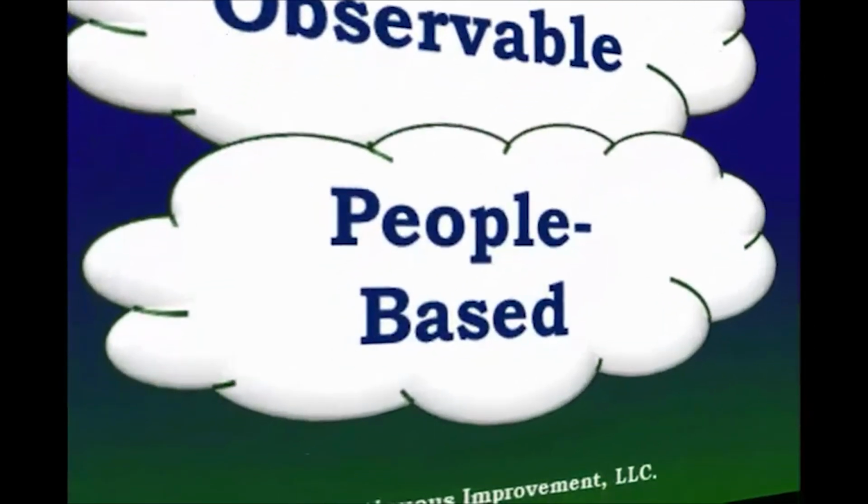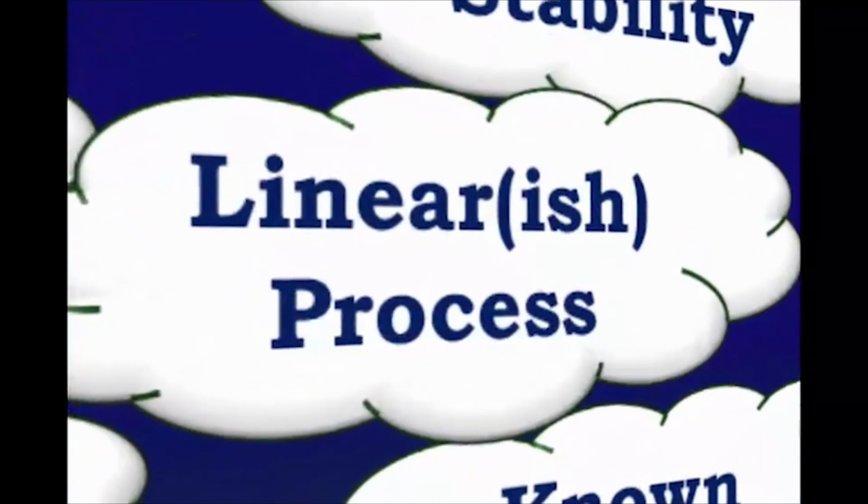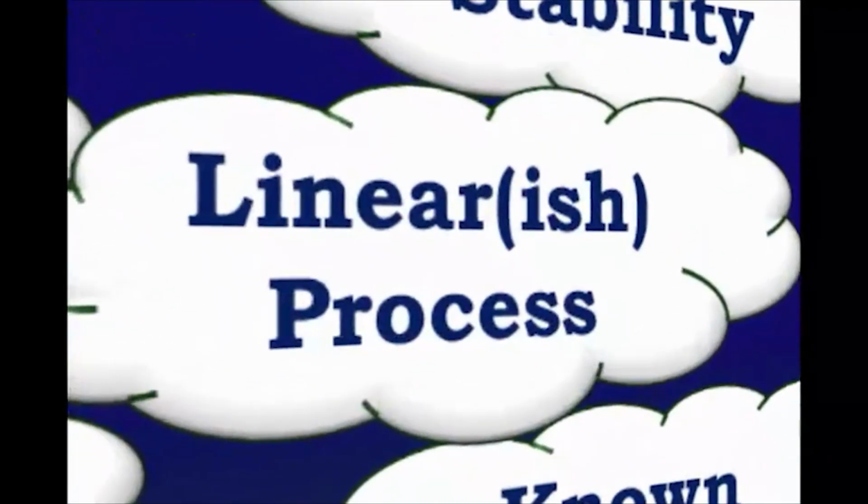The next prerequisite is that the process must be people-based. Standard work is not the best tool to manage large automated systems. Its best application is in tracking the flow of a person through a process. And finally, a linear process is best suited for standard work. When there are a lot of branches in the process flow, or a lot of variations in the product, it's very difficult to implement effective standard work.